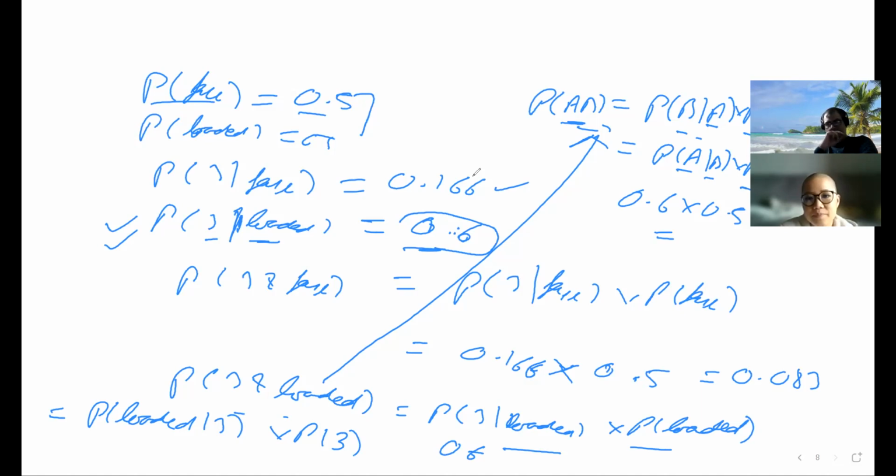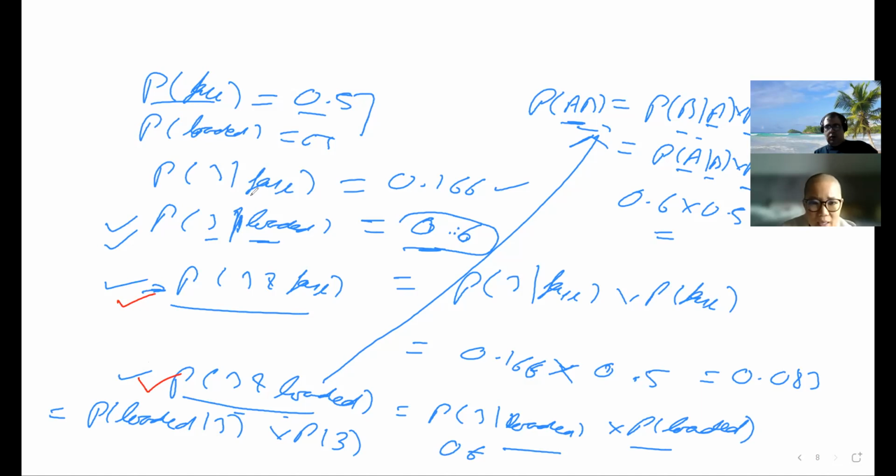Shall I go ahead? Okay. So what we have done, we have found P(3 and fair) and P(3 and loaded). This we have found and this we have found. Let me change the color.